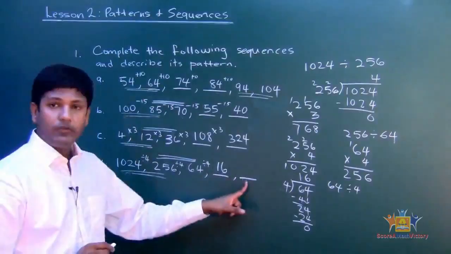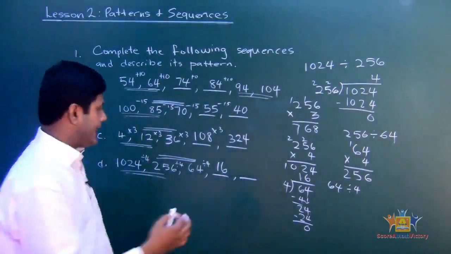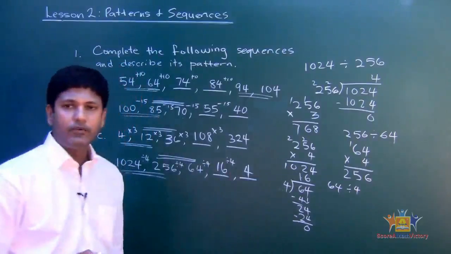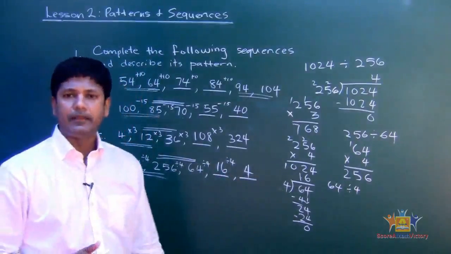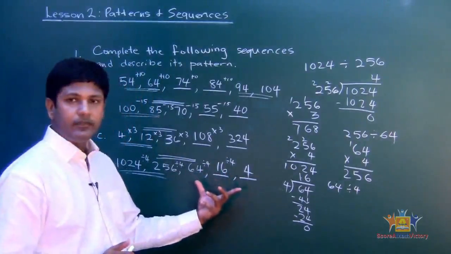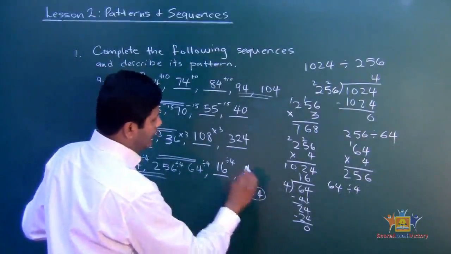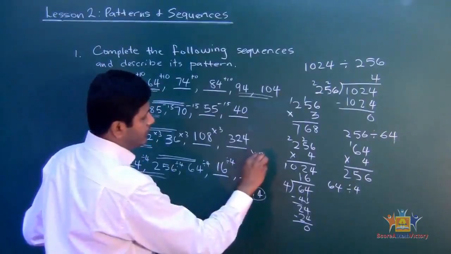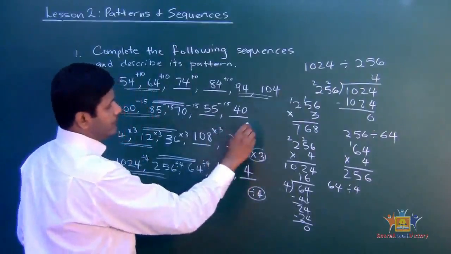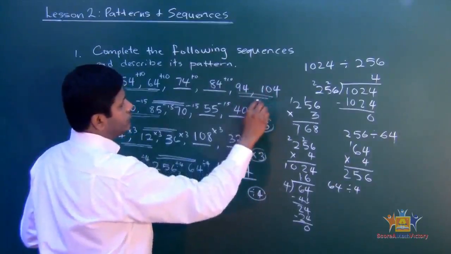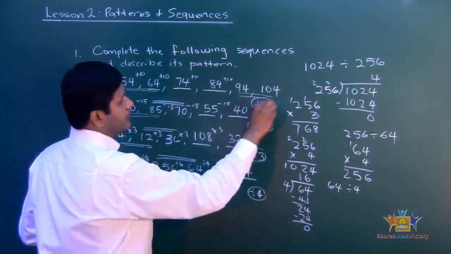And then what do I do for this one? Again, I divide that by 4. That gives me 16 divided by 4 is 4. I filled in the blank. So what kind of pattern is this? Dividing it by 4. And what kind of pattern is this one? Multiplying it by 3. What kind of pattern is this? Minus 15. And what kind of pattern is this one? Plus 10. See that?